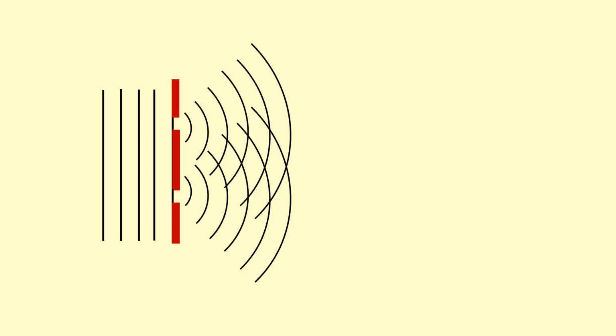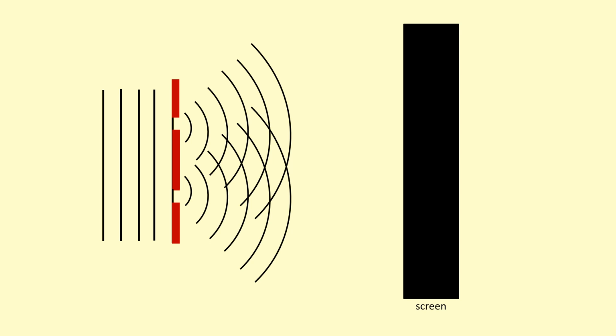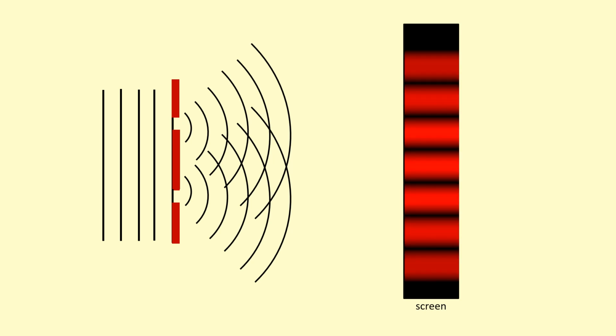Okay, in this diagram, we have light waves that are traveling towards a double slit. When they go through the double slit, they'll diffract through both, and then they'll overlap like so. So if I put a screen all the way down here, they'll form a pattern like this. This is known as a double slit interference pattern.